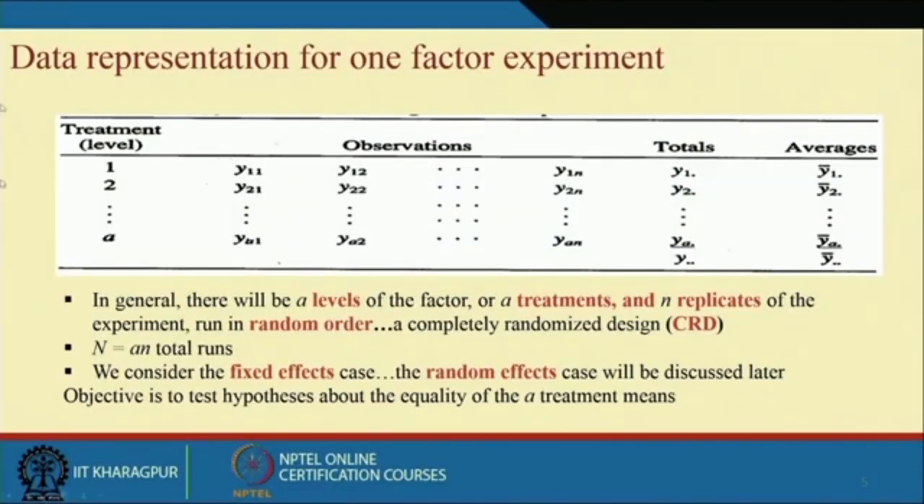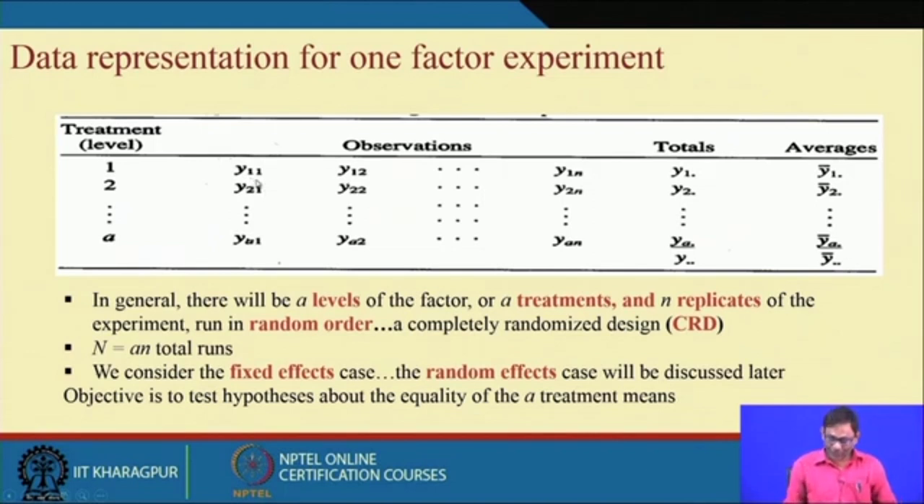So, I want to go to the slide. So, in general there are A levels of the factor, that is A treatments, and n replicates. And you all know this is a random experiment. So, how to make randomization, that also we have discussed in the first few lectures. So, this is a completely randomized design case. I told you n total runs, and here we can consider two kinds of models: fixed effect, if it means the treatment is fixed, otherwise random treatment, random effects. So, we will discuss later.